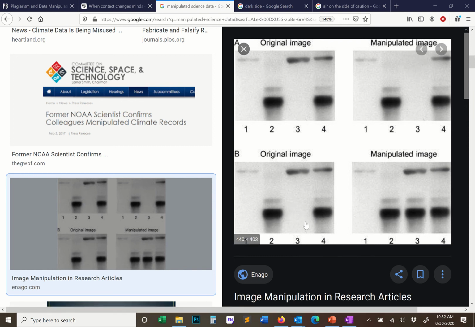Perhaps they want a band right here. This is a DNA gel. And so what they did is they take a picture and they literally just copied this band right here. They probably just used a selection tool, copied it, and pasted it right here so that they could make the conclusion that they wanted. So they're actually positively manipulating the data, making changes in the Photoshop program to produce data that's not real.